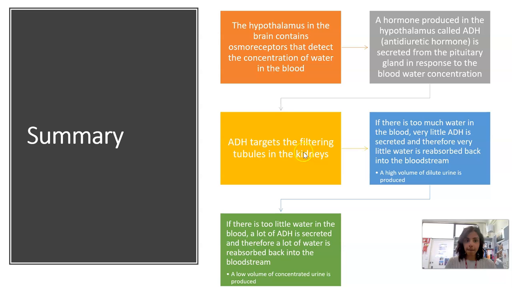All right, so now that we have covered all of that, here's a little summary explaining what's going on. Please take the time to read this and make sure you understand how antidiuretic hormone works, where it comes from, where it's secreted from, what organ it targets, and the effect that it has.